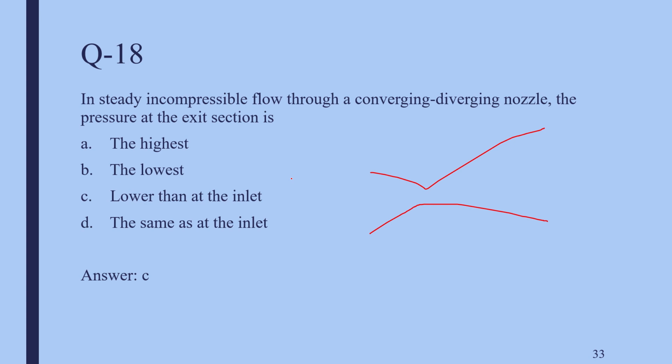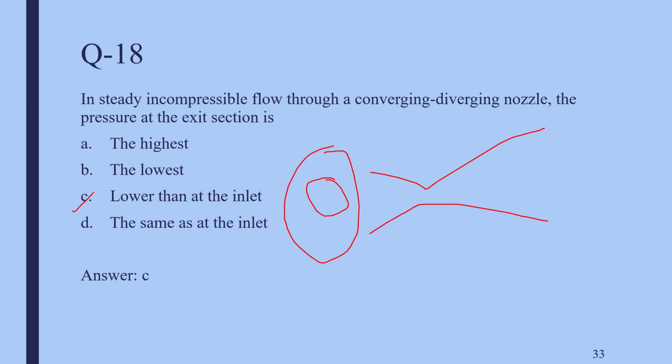Since it is a converging and diverging nozzle, initially it is converging and then diverging. Whatever the case, there would be some energy losses. The pressure would first increase and then decrease as well, but because of the energy losses it would be lower than the value at the inlet. So it is not the highest or the lowest; it is lower than the value at the inlet. So option C is the right answer.